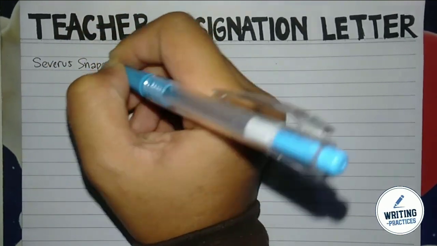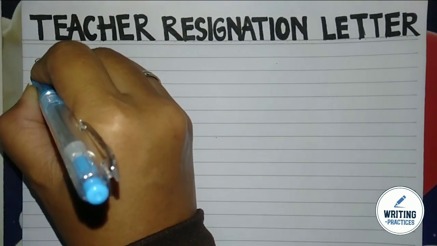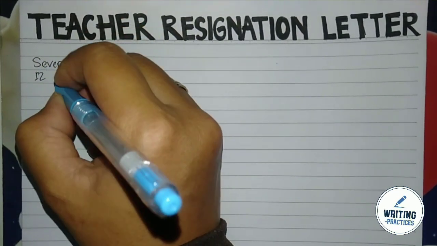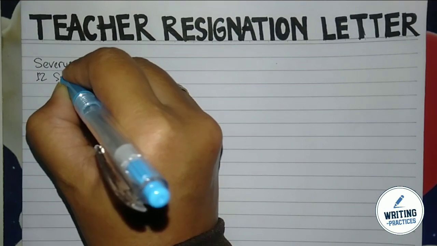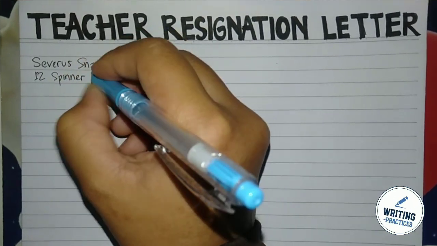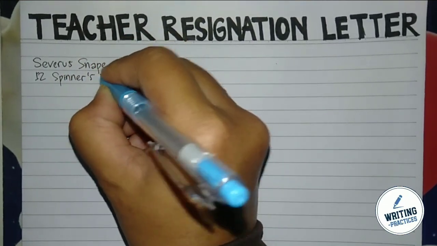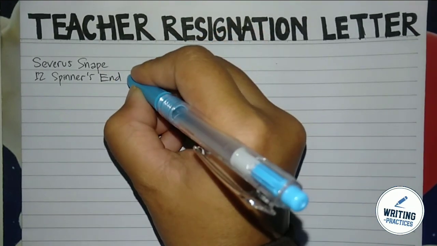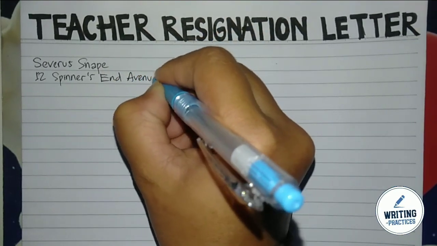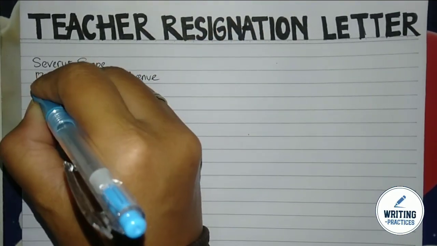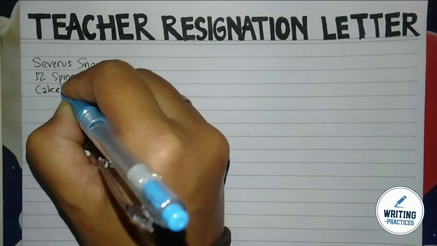A teaching resignation letter is a formal letter written by a teacher to their employer, typically a school or educational institution, to announce their intention to resign from their teaching position. This letter serves as a professional and courteous way to inform the school administration or relevant authorities of the teacher's decision to leave their teaching job.